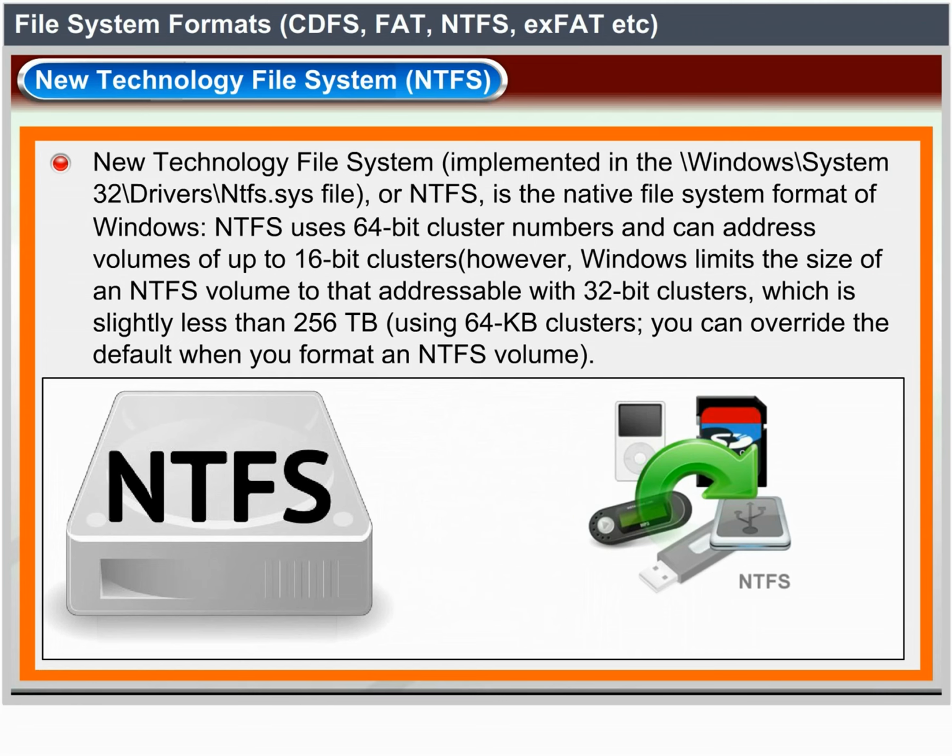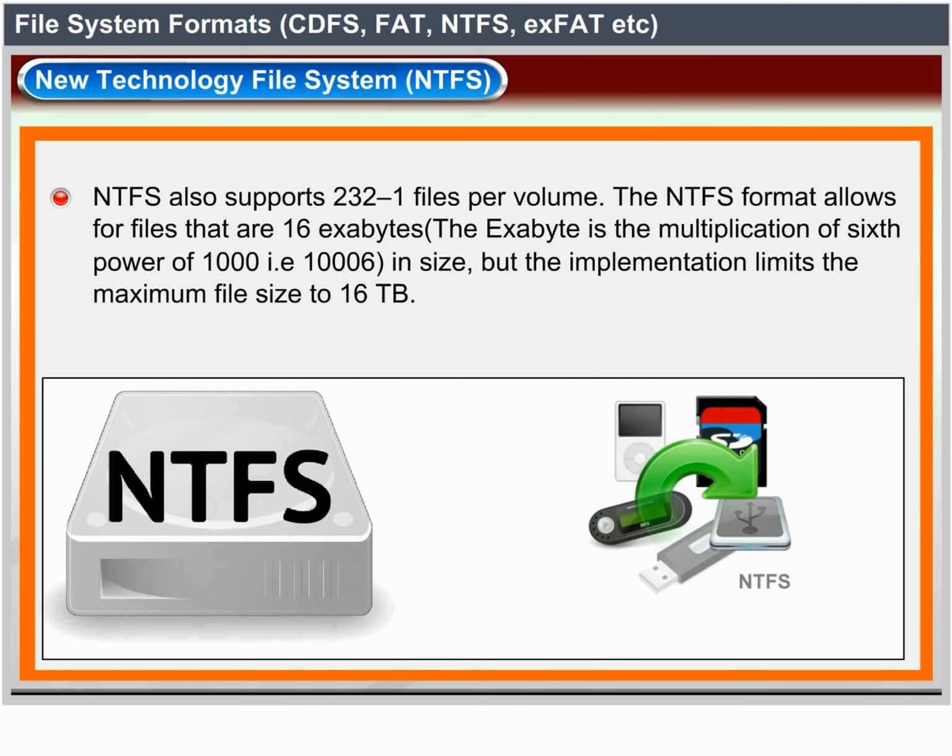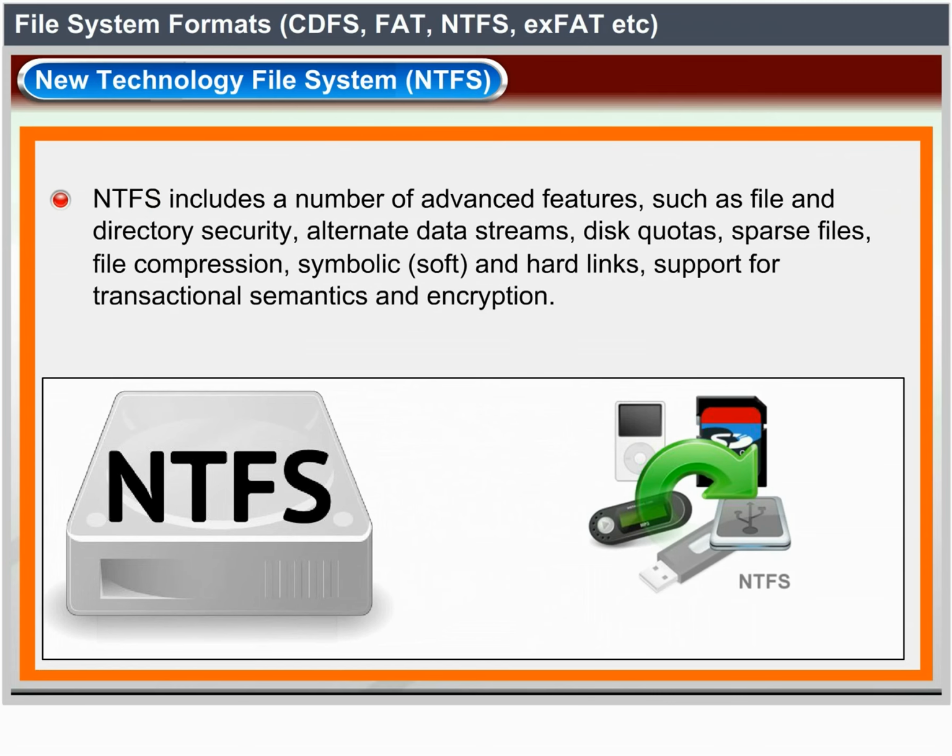NTFS also supports 2 to the power of 32 minus 1 files per volume. The NTFS format allows for files that are 16 exabytes in size. The exabyte is 6th power of 1000, that is, 1000 to the power of 6, but the implementation limits the maximum file size to 16 terabytes. NTFS includes a number of advanced features such as file and directory security, alternate data streams, disk quotas, sparse files, file compression, symbolic, soft, and hard links, support for transactional semantics, and encryption.